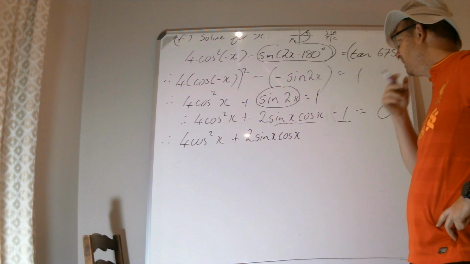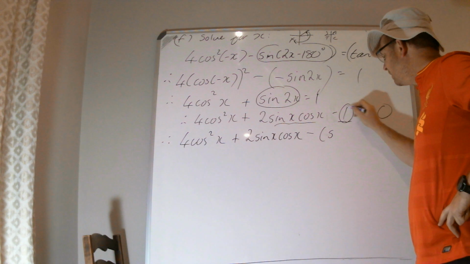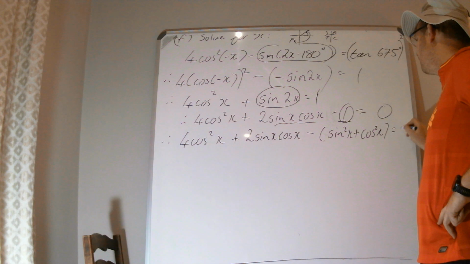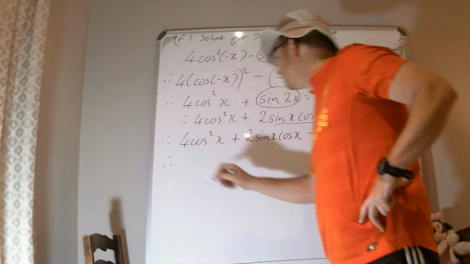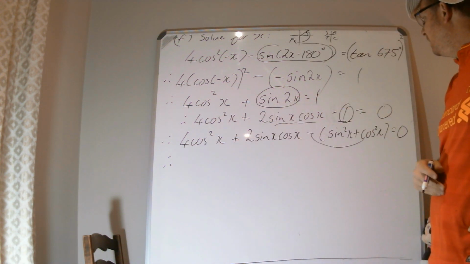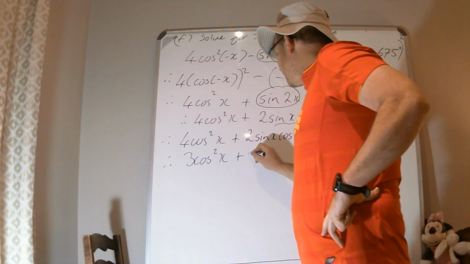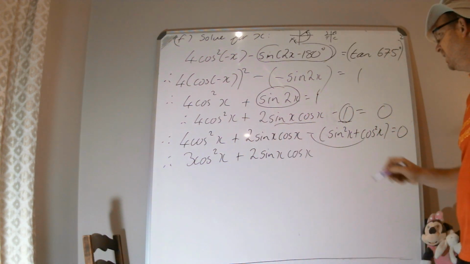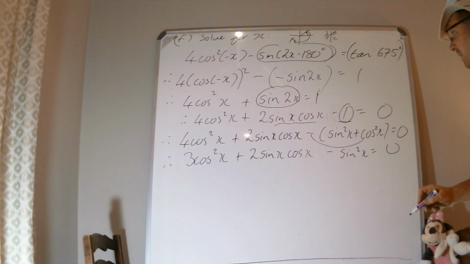So 4 cos squared x plus 2 sine x cos x minus 1 is the same thing as, replacing 1 with sine squared x plus cos squared x, and the minus goes throughout the bracket. Add like terms: 4 cos squared x minus cos squared x is 3 cos squared x, plus 2 sine x cos x in the middle, minus sine squared x is equal to 0. And this is still pretty difficult.